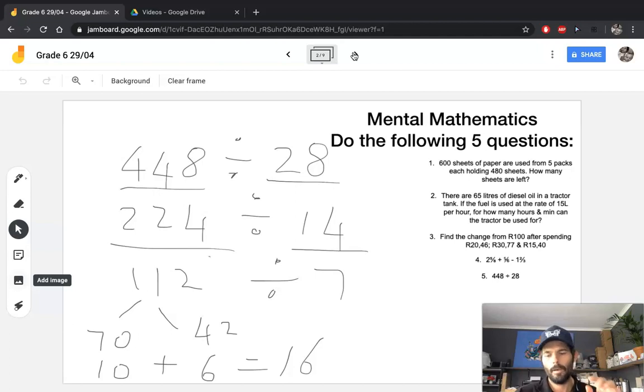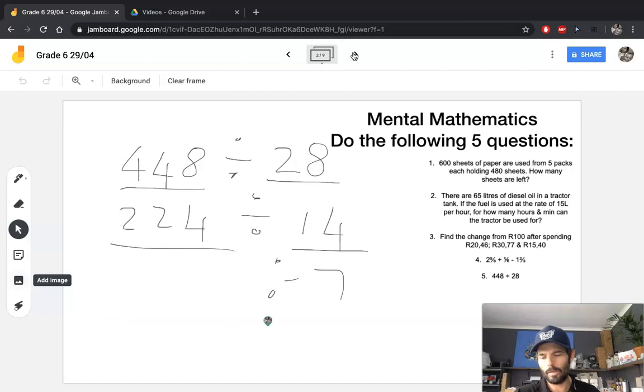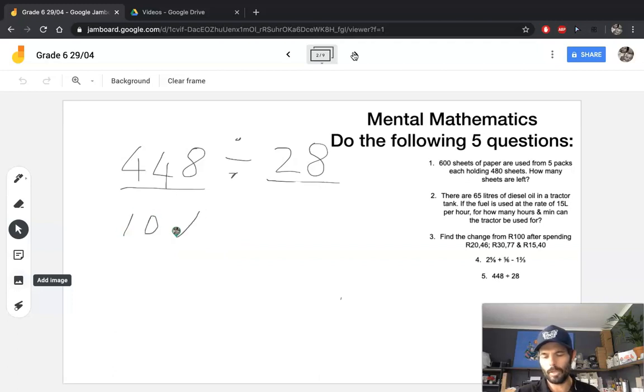Okay? Now, if you hadn't done that method, and you had decided to keep your numbers in your long division, then I would have gone 10 multiplied by 28 equals 280.